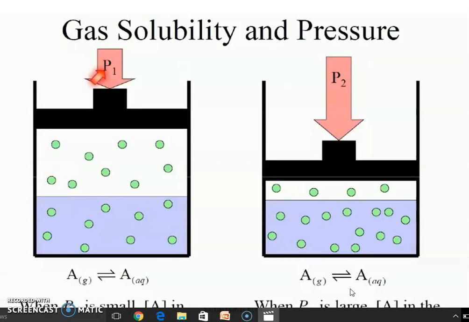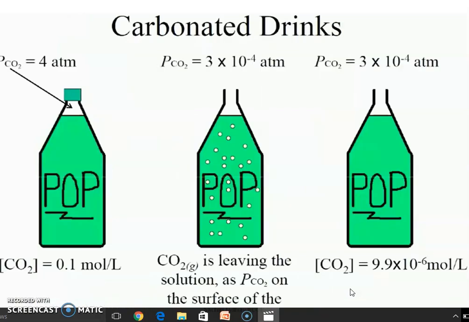Suppose there is a liquid and gas and we apply pressure. P1 is the initial pressure, but we increase the pressure. The gas which is already in free form at the upper surface of the liquid will get compressed and will get dissolved inside this liquid. So when pressure is increased, more gas molecules will get solubilized in that particular solvent.